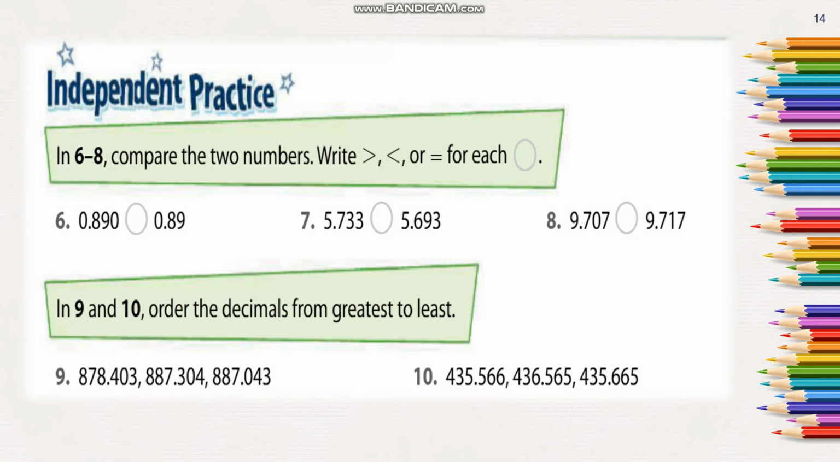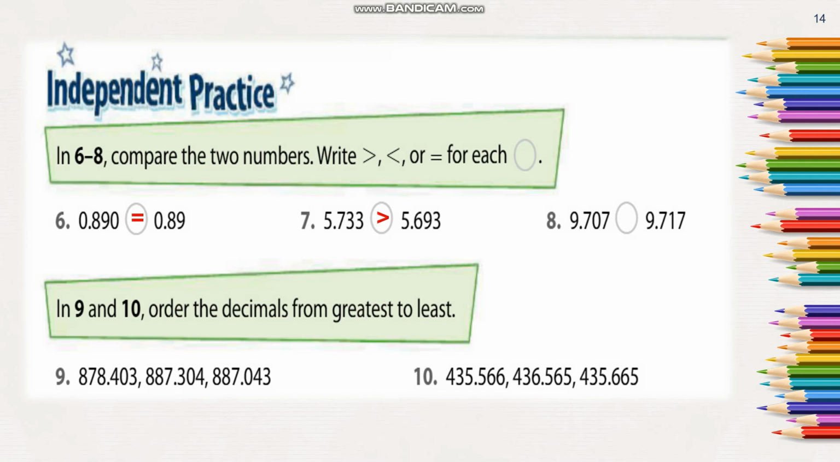Let's compare the two numbers using the symbol greater than, less than, or equal. Question number 6. 890 thousandths is equivalent to 89 hundredths. So they are both equal. Why? Because 8 is in the tenths place for both and 9 is in the hundredths place for both, and 0 has no value. Number 7. 5 and 733 thousandths compared to 5 and 693 thousandths. The answer is greater than.